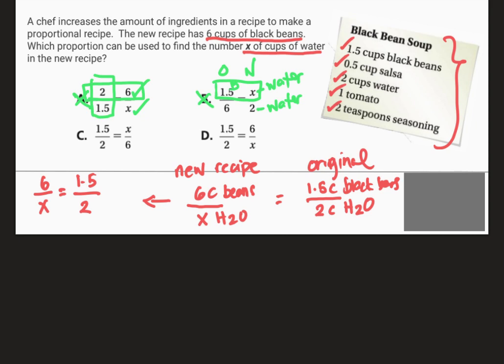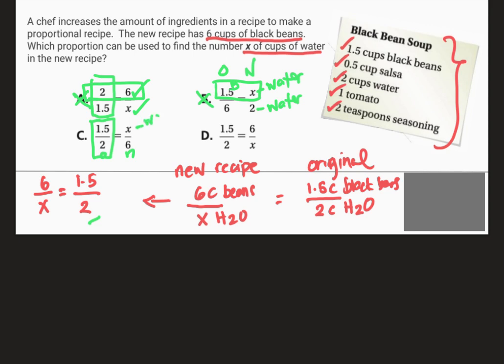All right, letter C, we have 1.5 over 2. So it looks like the same one that we have again. This is going to be the original recipe, and this is going to be the new recipe. So 1.5 over 2, just like how we have right here. Okay, that looks promising. Oh, well, but then they reversed the water.